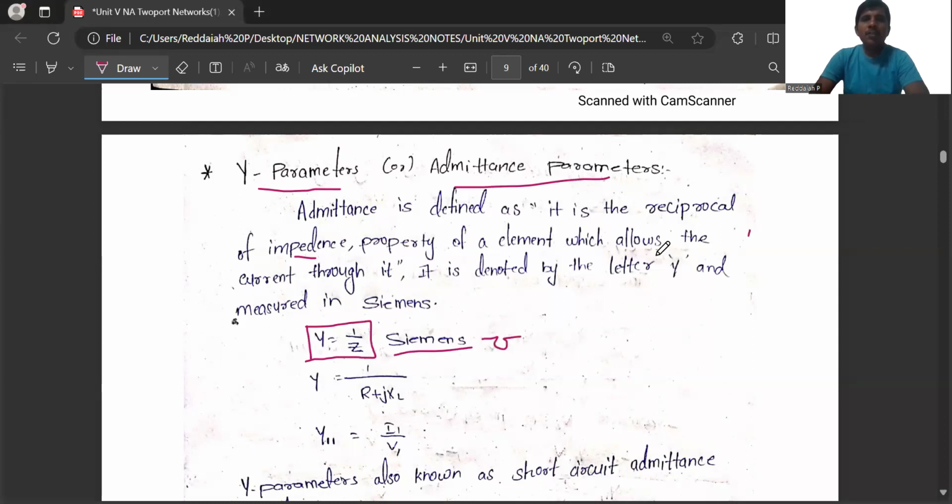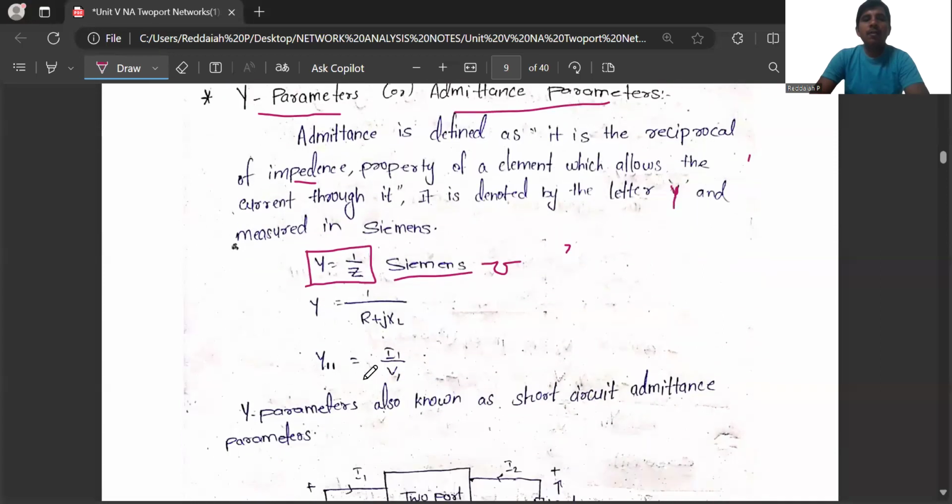Admittance is the property of an element which allows the current to flow through it. Impedance opposes the current, whereas admittance allows the current. It is denoted by the capital letter Y and measured in Siemens. Y equal to 1 by Z, where Z equal to R plus jXL, so Y equal to 1 by R plus jXL.